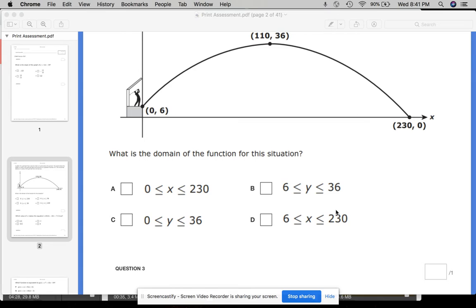A, 0 ≤ x ≤ 230. B, 6 ≤ y ≤ 36. C, 0 ≤ y ≤ 36. D, 6 ≤ x ≤ 230.